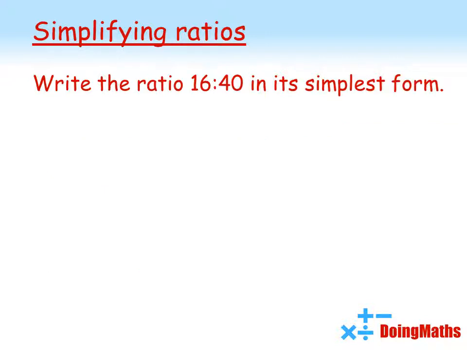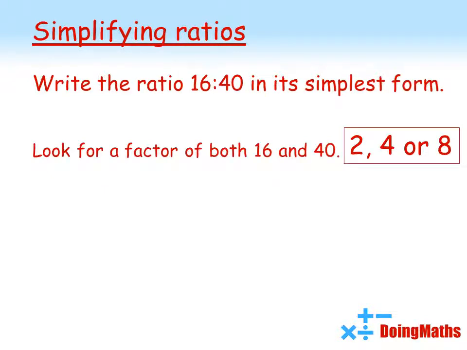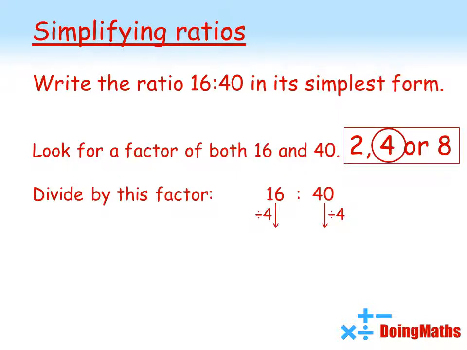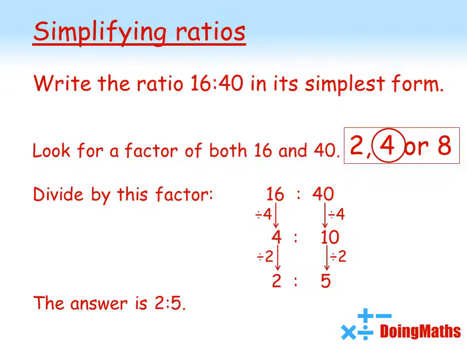Now what would have happened if we had divided by a different factor? Let's go with 4 this time. Dividing both sides by 4 gives us 4 to 10. Now if we check 4 and 10, well, they can both be divided by 2. So let's divide it again. We get the same answer as before, 2 to 5. So it doesn't matter which factor you start with, it will get you there in the end.